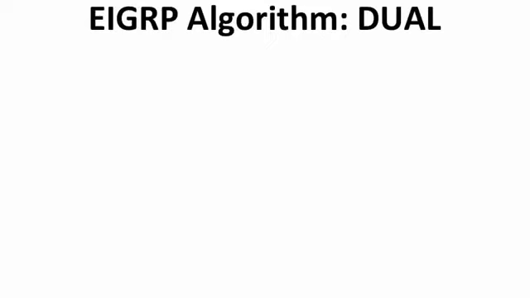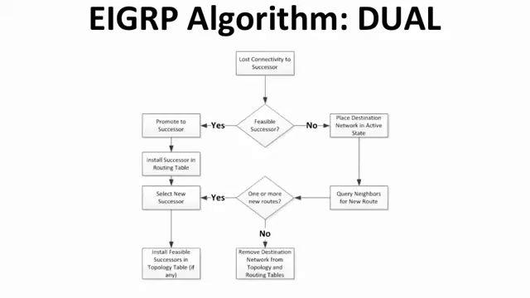Now let's talk about the EIGRP algorithm, which is DUAL. Now, to understand DUAL, you need to understand what successor and feasible successor routes are. When you think of successor, just think of success. That's the best path. So if EIGRP loses connectivity to the best path, it will then run the DUAL algorithm and ask, is there a feasible successor? Is there a second best path? And if the DUAL algorithm states, yes, there is a feasible successor, a second best path, it will then promote that second best path to the best path.